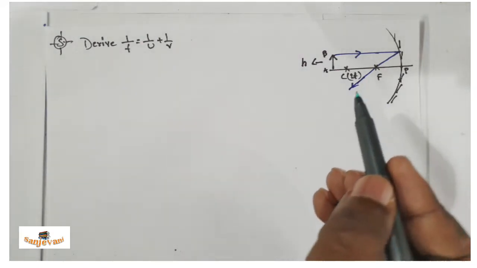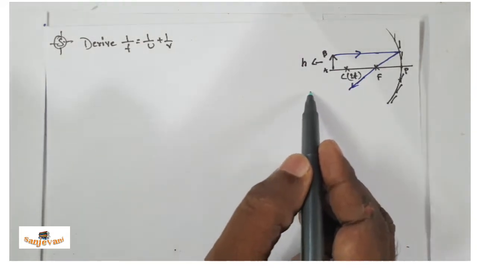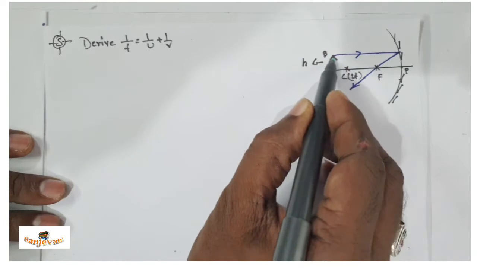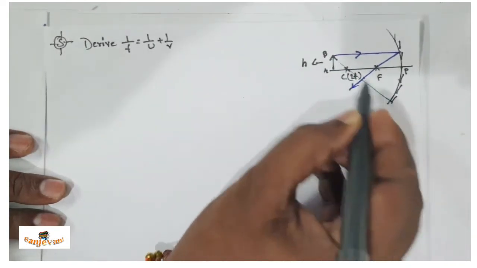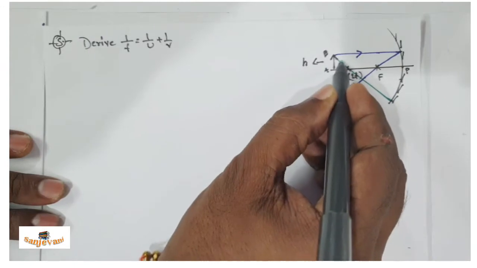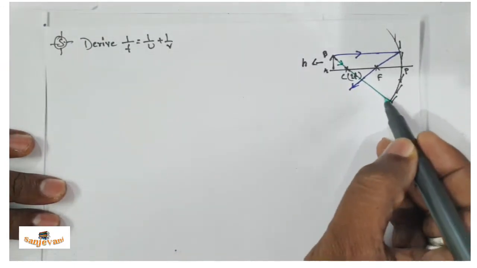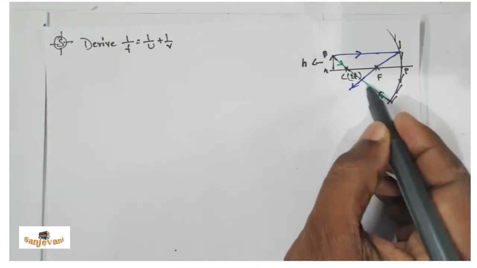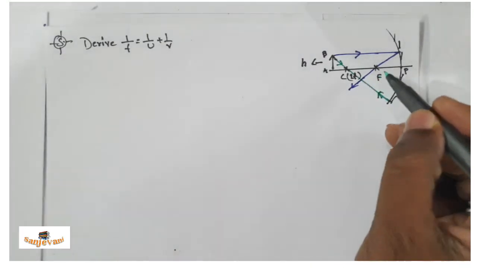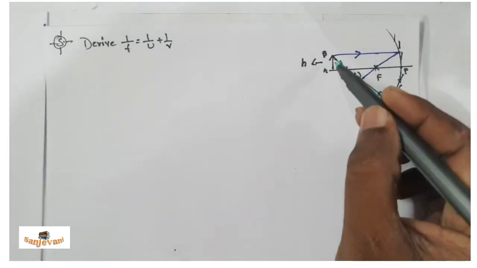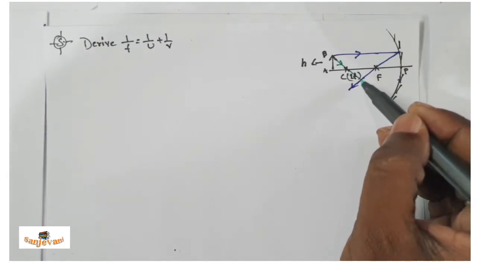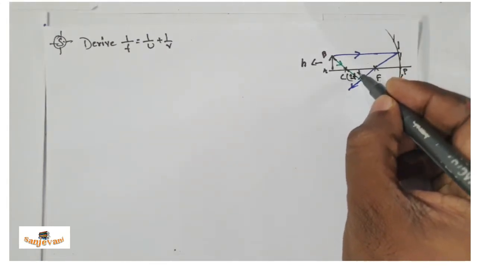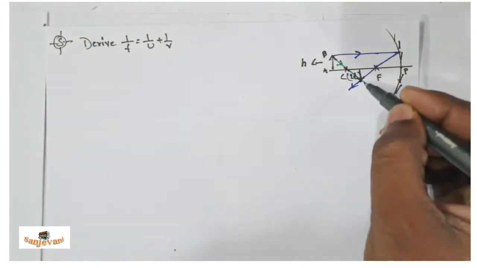Now I am going to draw a ray which passes through the center of curvature. You know very well the ray which passes through the center of curvature, after reflection, passes through the same line but in the opposite direction. Here you can see the reflected rays, this one is the first reflected ray, this is the second reflected ray. The intersection of these two reflected rays will give us the position of the image. Here we got the image.